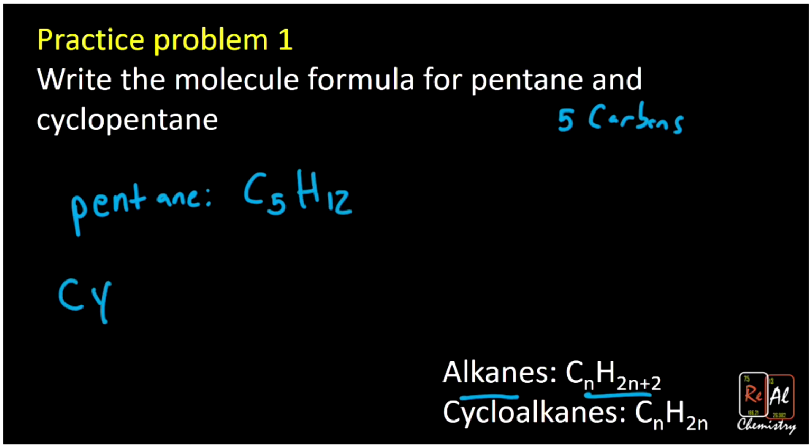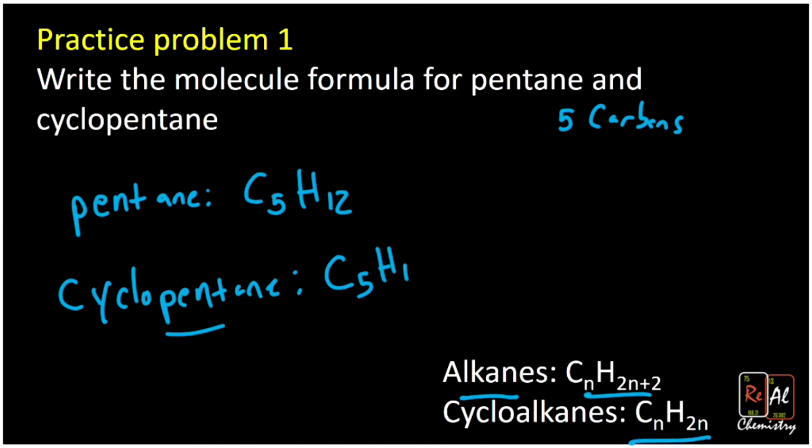Meanwhile, cyclopentane follows our second formula, where we write C5 still, because it still has 5 carbons. That's what the pentane part means, right? But now we follow this slightly different formula, where we just multiply the number of carbons we have by 2, and we get C5H10. So those are the formulas for pentane and cyclopentane.